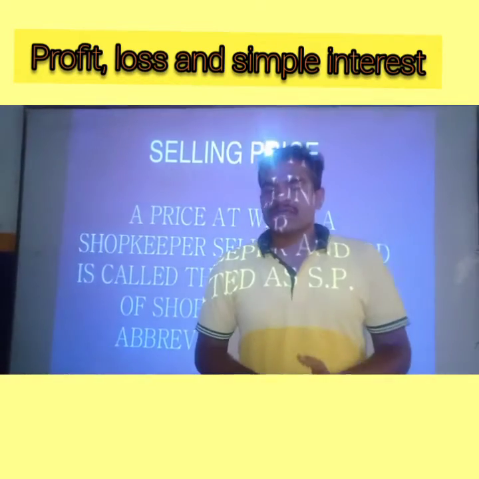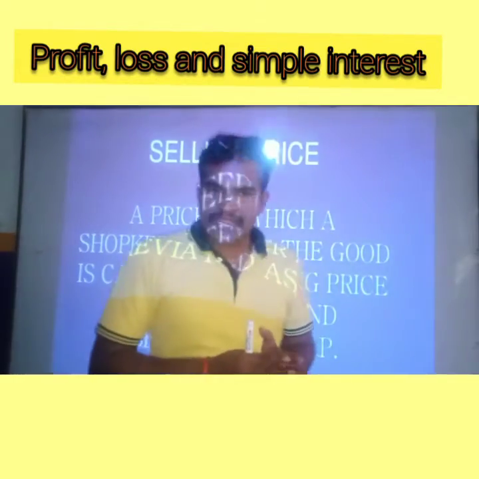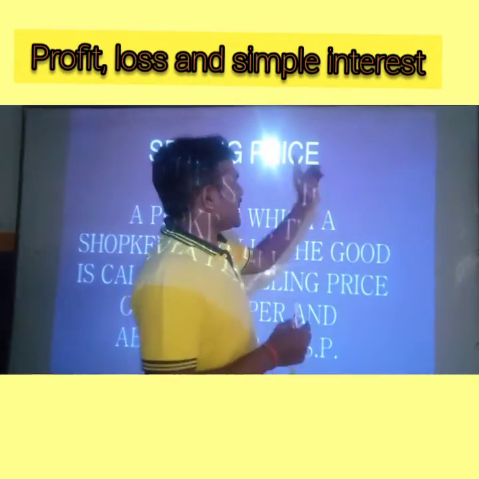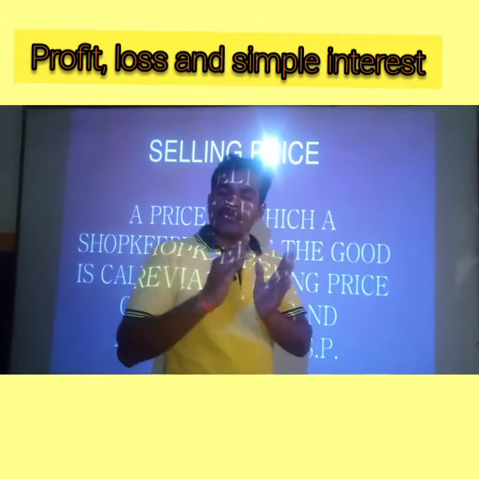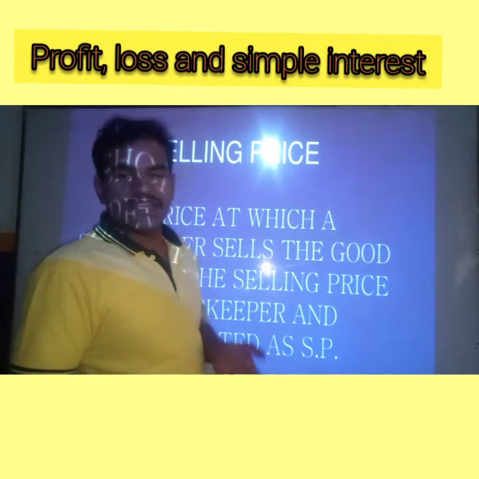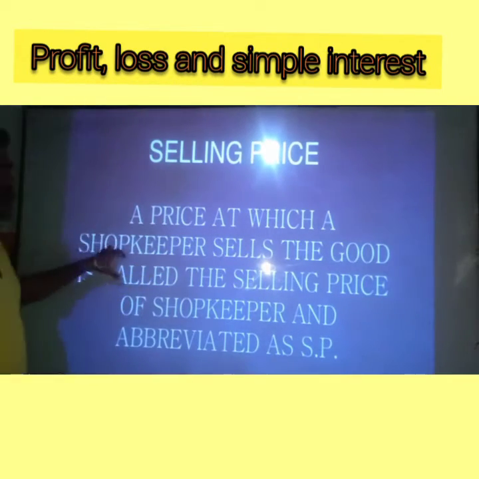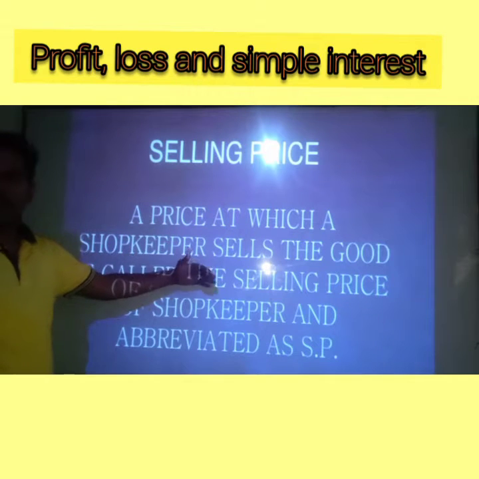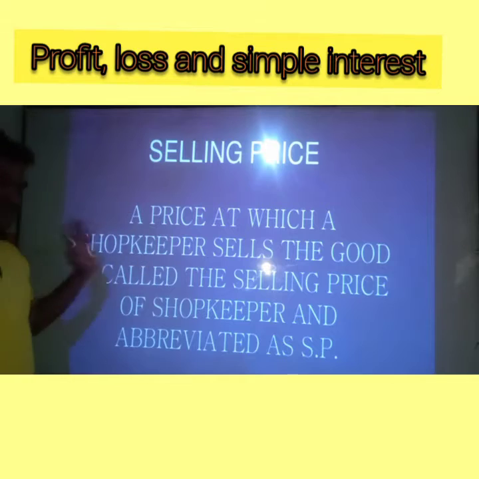Now children, what do you mean by the selling price? Selling price is also known as SP. The amount for which shopkeepers sell the goods is called selling price. So children, the price at which shopkeepers sell the goods is called selling price. Okay?